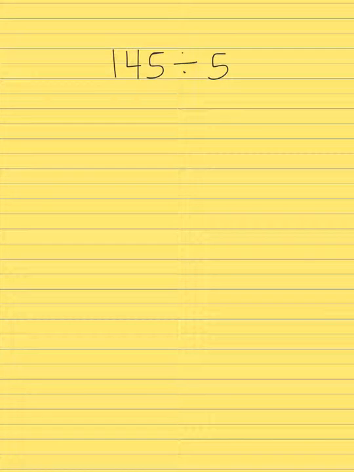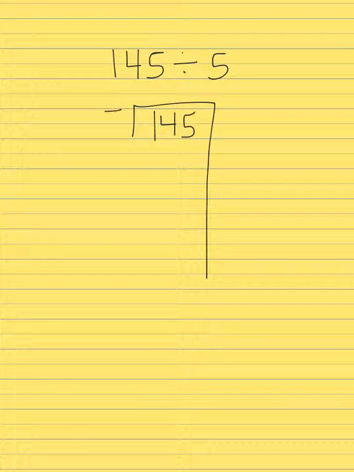In this problem, we're going to divide 145 divided by 5. So first, I'm going to rewrite the problem. And then I think of my 5 facts. This doesn't have to be written out each time, but I know 5 times 10 is 50. So I can keep going up. 5 times 100 would be 500. That's too many. So I know it's going to be a multiple of 10 that I need to begin with.